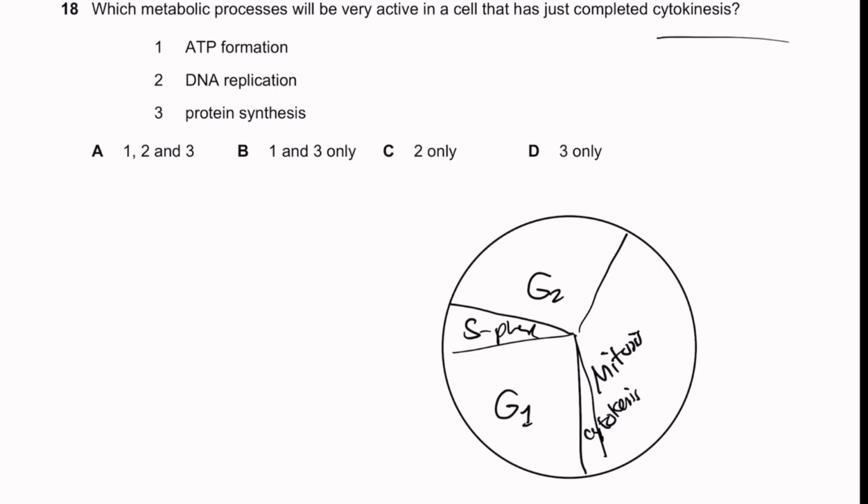After mitosis, we're going to have small, tiny cells, and they're going to try to grow, in case they go through mitosis again. They're going to need lots of things: proteins, lots of enzymes, and organelles to be produced. One of them would not be DNA replication, because DNA replication happens specifically in the S phase. So directly after, I would say protein synthesis and ATP formation, so 1 and 3 only.